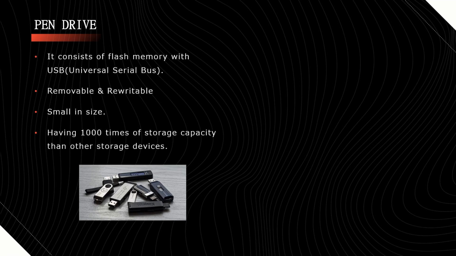Pendrive. It is a solid state storage that consists of flash memory with USB. These USBs are removable and rewritable. These are very small in size, so we can carry these very easily from one place to another. These have 1000 times the storage capacity of all other storage devices. USB drives are commonly used for storage, data backup, and transferring files between devices.